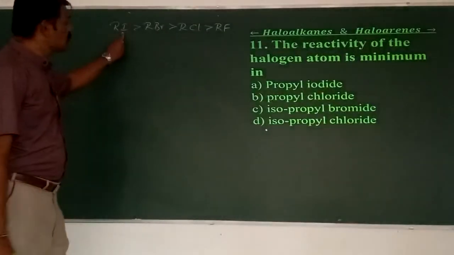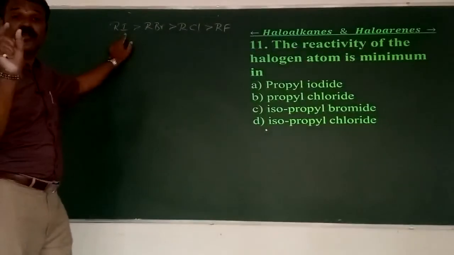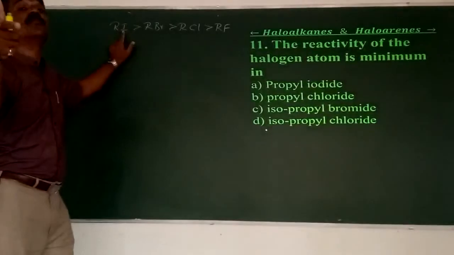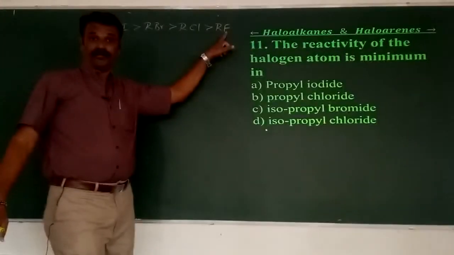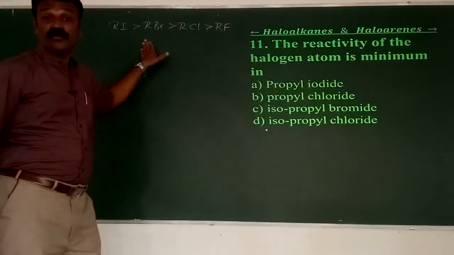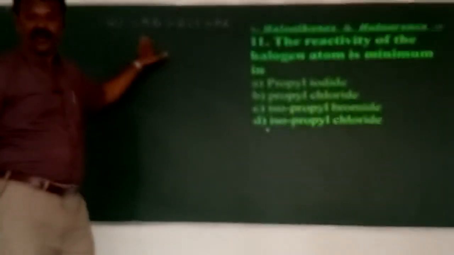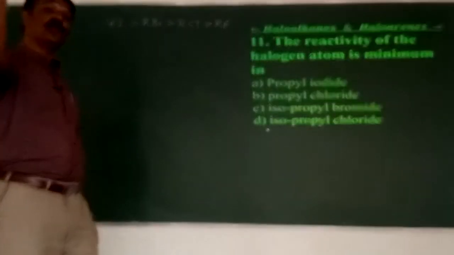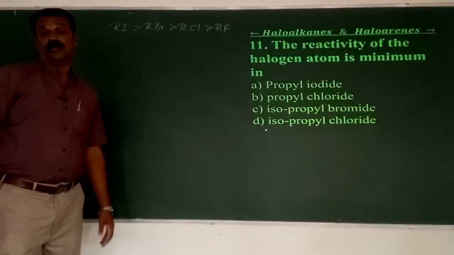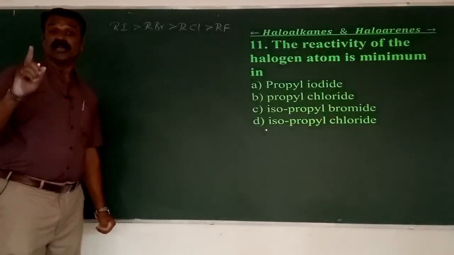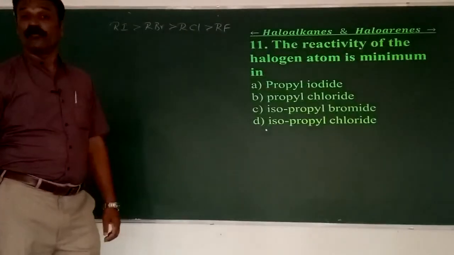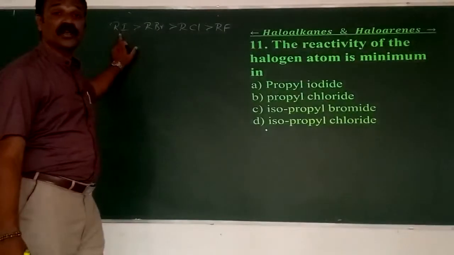Why? Because less electronegative. Less electronegativity means it is the weak bond. Weak bond means more is the reactivity. Here, as I already mentioned, the nucleophilicity order: I minus, because of less electronegativity, is going to be more. Nucleophilicity means lesser the electronegativity, more is the nucleophilicity. That is why we can have the fast reaction in case of iodide.